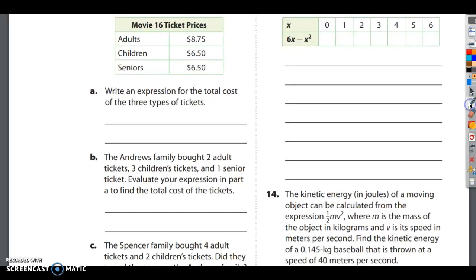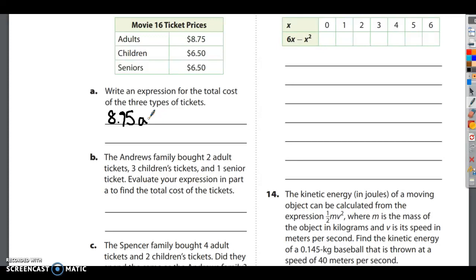It'll be all right. Question A reads, write an expression for the total cost of all the 3 types of tickets. So this is not as hard as it seems. If you know that the price for adult tickets is $8.75, then you put $8.75 here. And you don't know how many adults are going to the movie, then you do $8.75 times A. That's it. You write $8.75 right next to A.